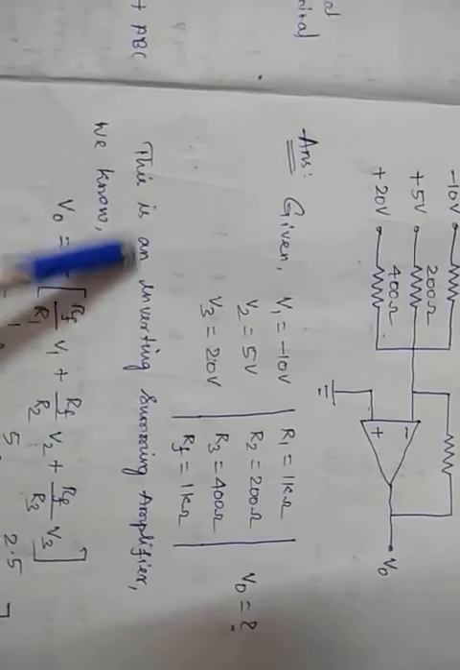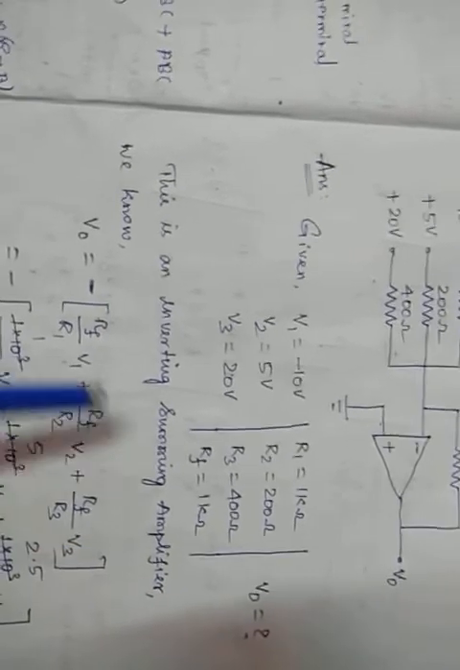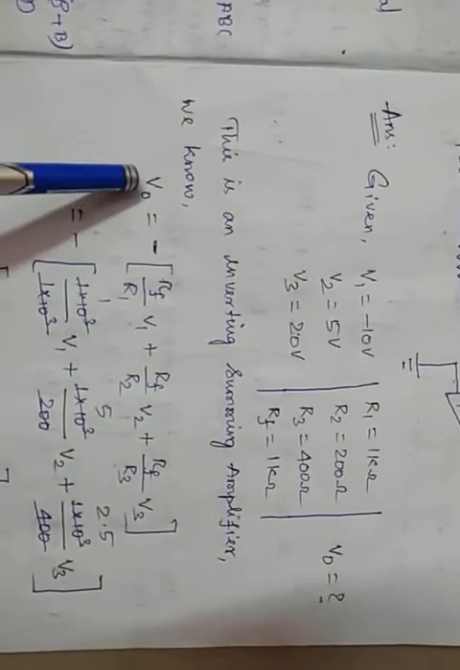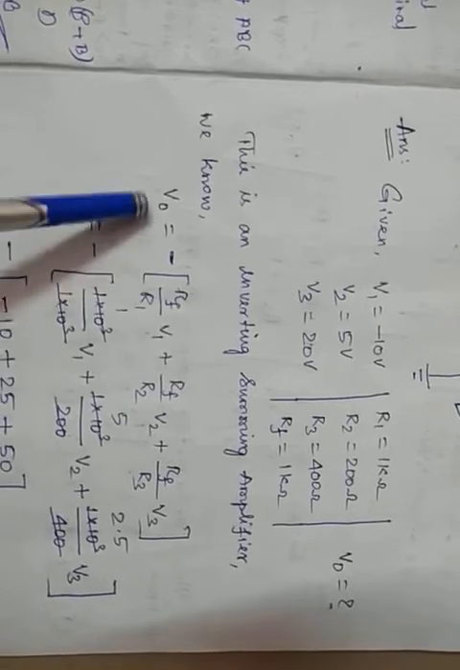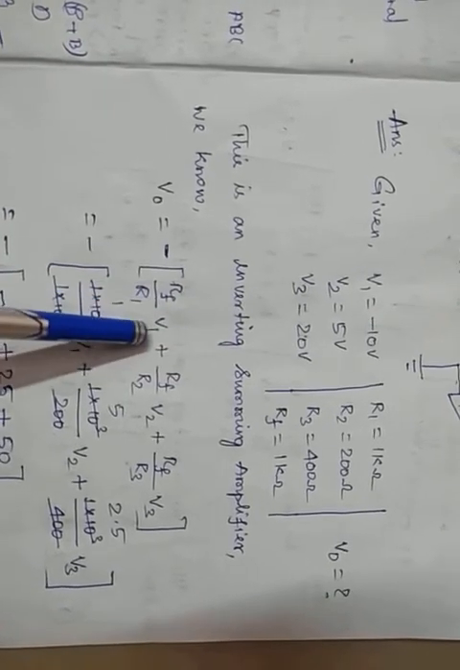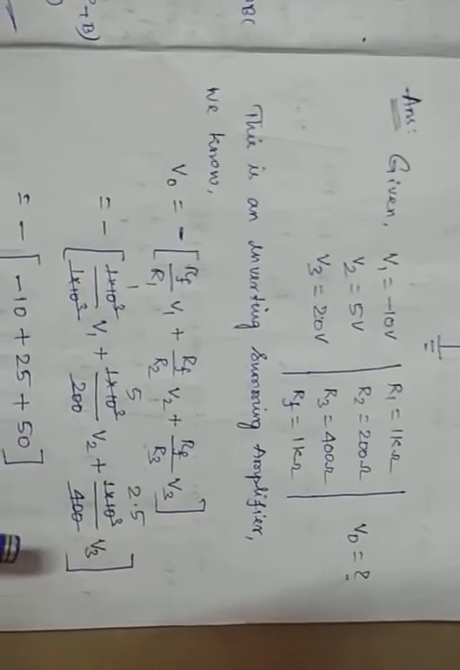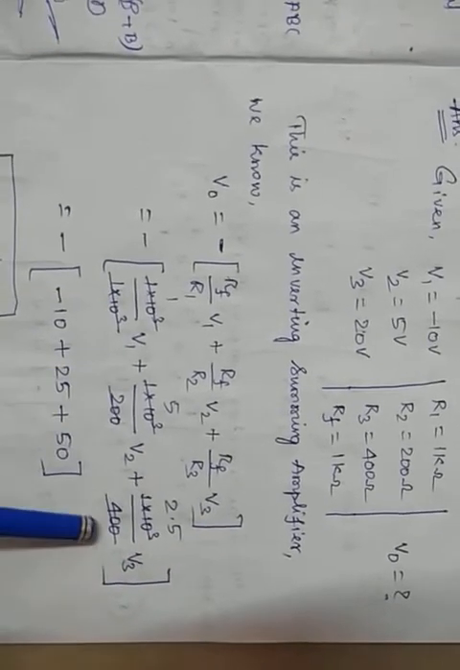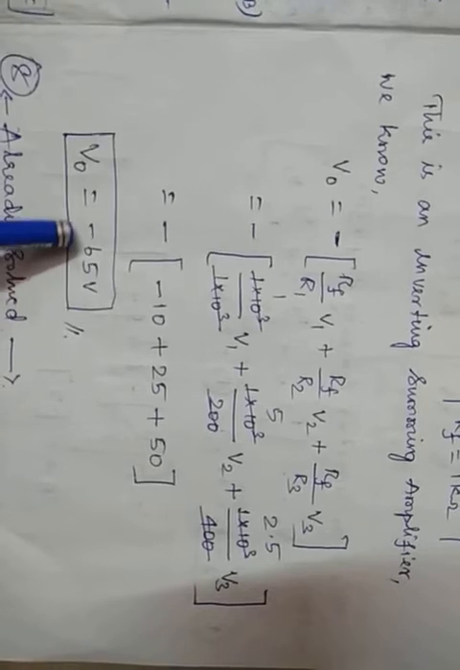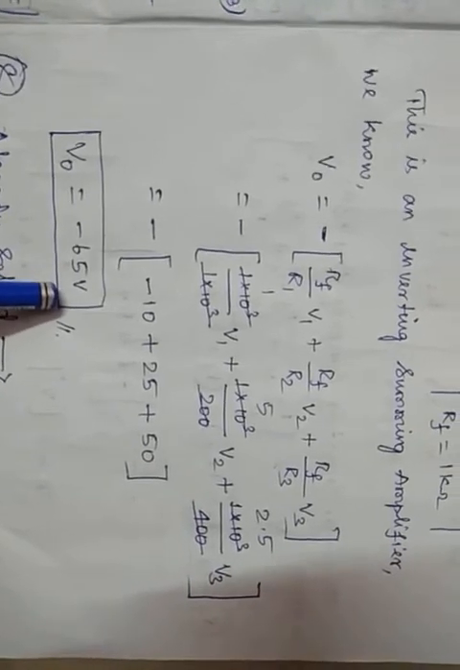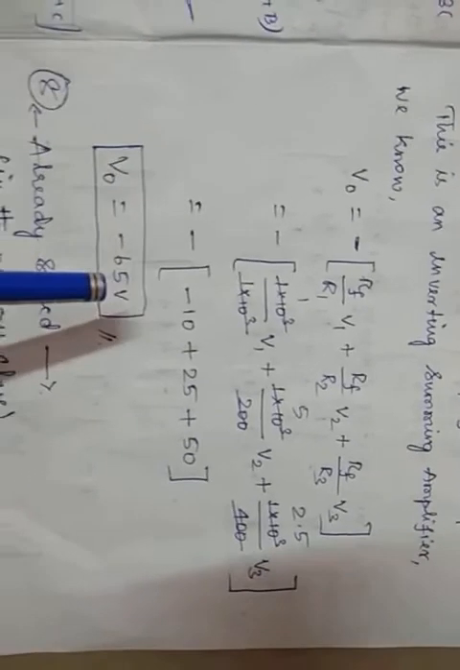This is an inverting summing amplifier. We know the formula to calculate Vout for an inverting summing amplifier, that is minus RF by R1 V1 plus RF by R2 V2 plus RF by R3 V3. Substitute the values and simplify it. So we got Vout equal to minus 65 volt. Right? And we move on to the next problem. See, this problem is already solved. I'll show you which one.